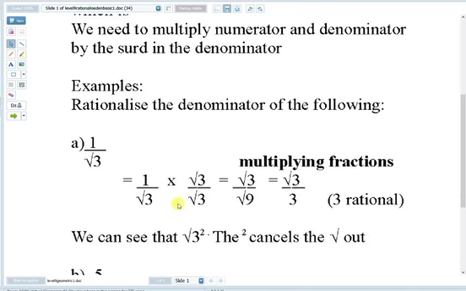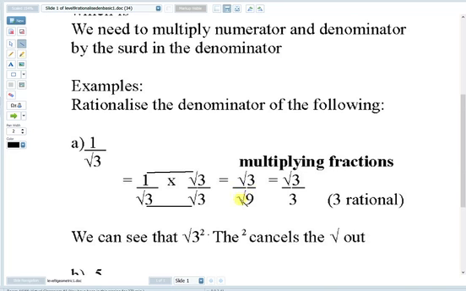So what you needed to do there was you need to times square root of 3 times the square root of 3, but what you do to the bottom you also do to the top. So basically it's now 1 times the square root of 3 on the top, which is the square root of 3, and then on the bottom it's the square root of 3 times the square root of 3, which is the square root of 9.